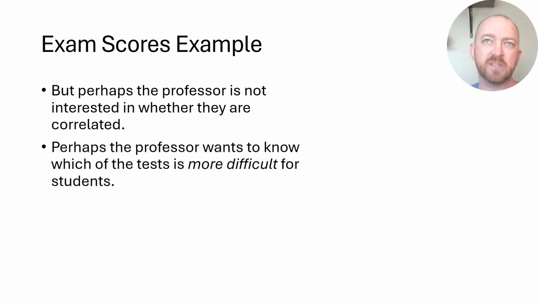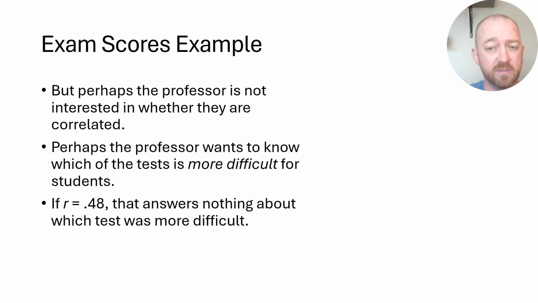So maybe the professor instead is asking which is the more difficult test. And maybe even beyond that, maybe the professor wants to know how much more difficult is one test from the other. That's fundamentally different from a correlation. In fact, if you tell me they're correlated at 0.48, that actually doesn't answer this question at all. It doesn't tell me anything about which test was more difficult. It doesn't tell me how far apart the scores were on average. For example, it doesn't tell me anything like that.